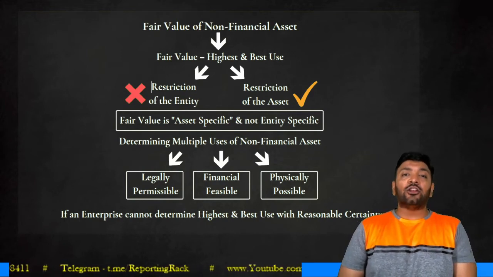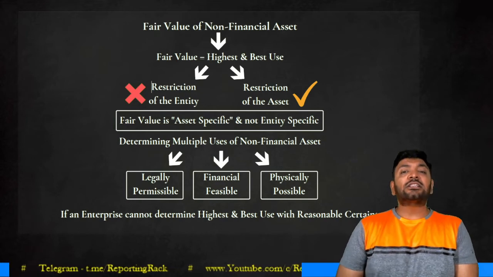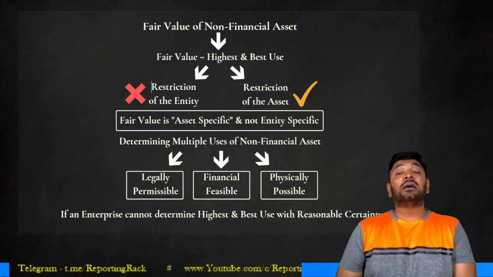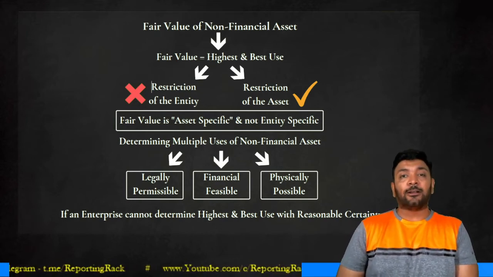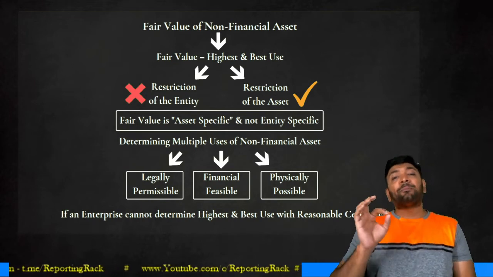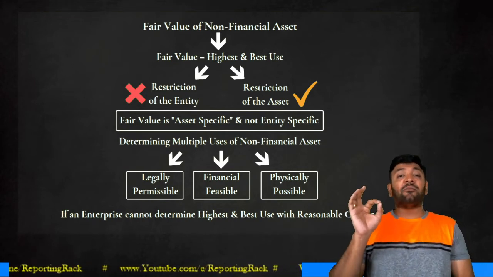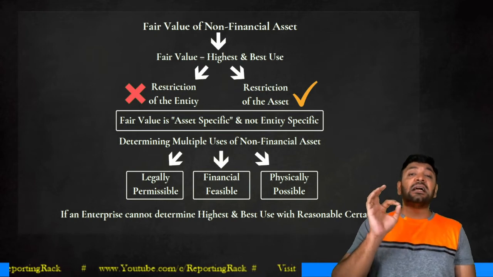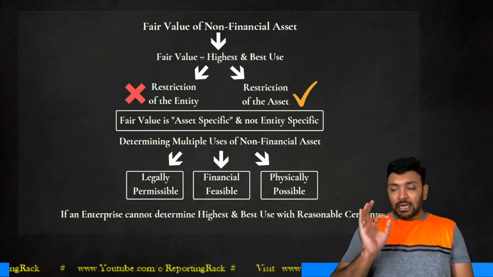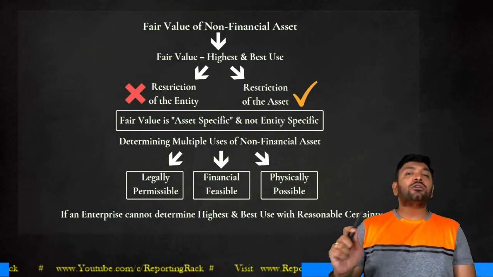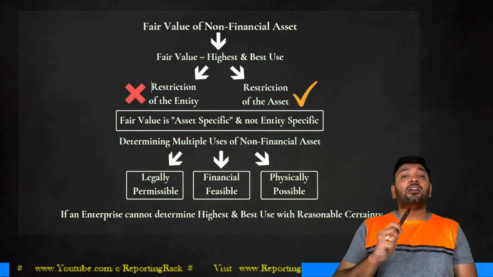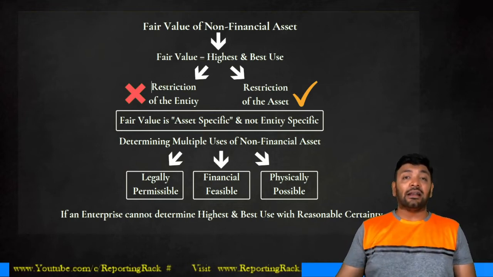There are so many ways I can use the land. Under each such use, determine the highest cost minus benefit. The purpose for which the cost benefit is the highest should be considered as the fair value. Remember, in determination of highest and best use, I will not consider the restrictions of the entity.